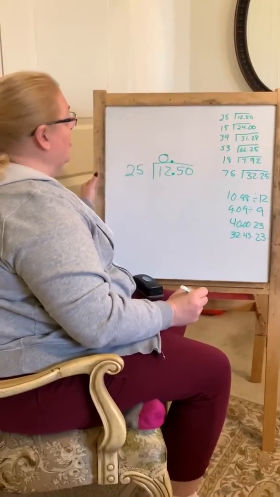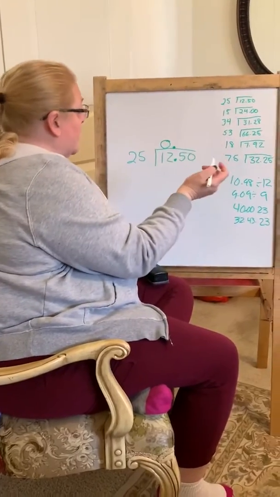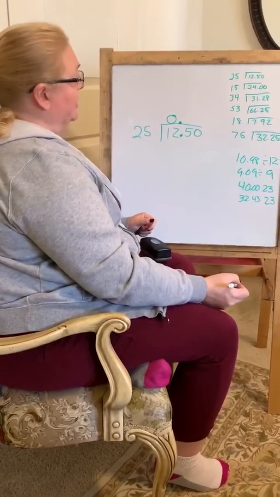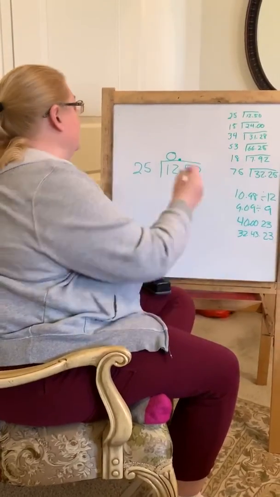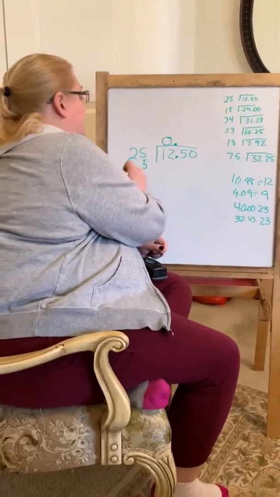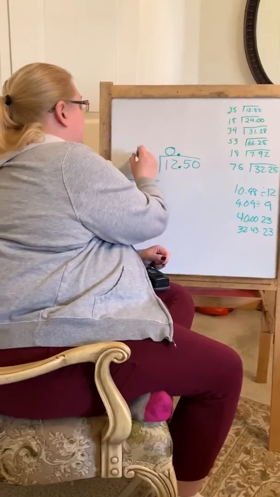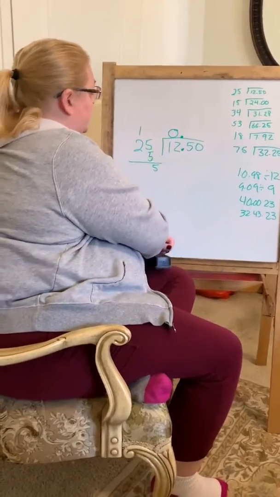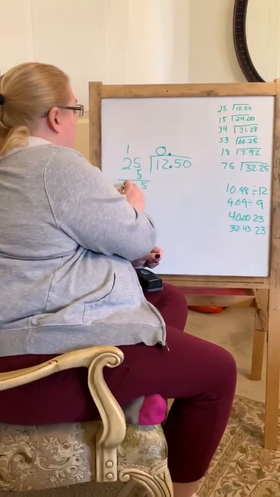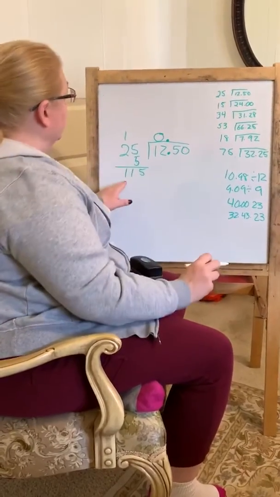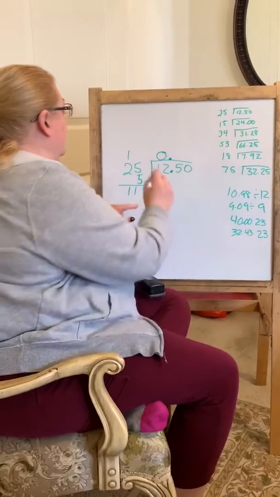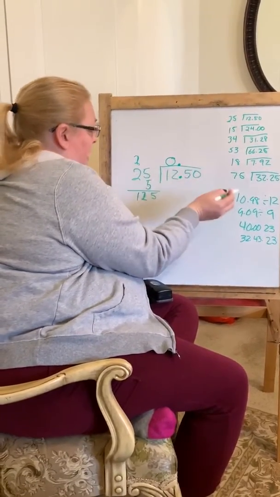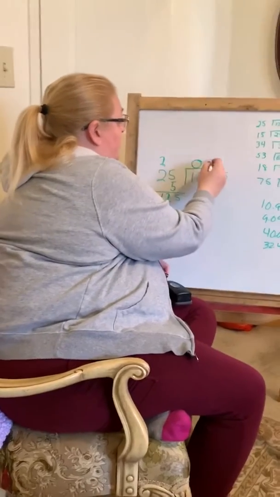Now, if we don't know how many times, we can try to figure that out. So we know that 4 times 25 is 100. And 5 times 25, let's see. I have a suspicion that we might be close. So this is 10. 2 times 5 is 10. Plus 1 more is 115. Oops, wait a minute. I forgot to put this up here. 10, it's 125. So we know that it will be 5.